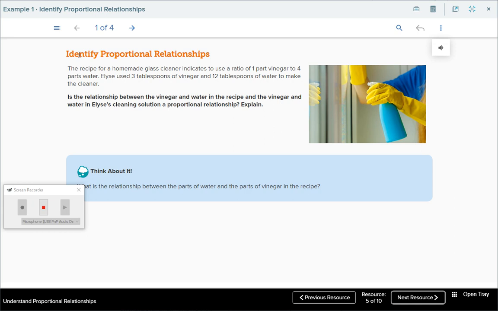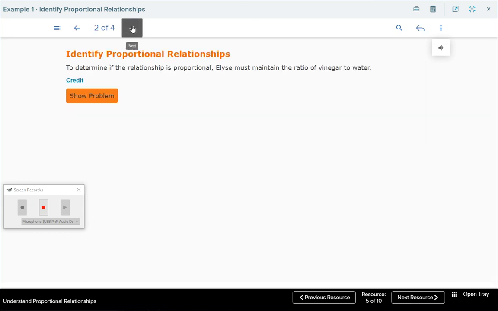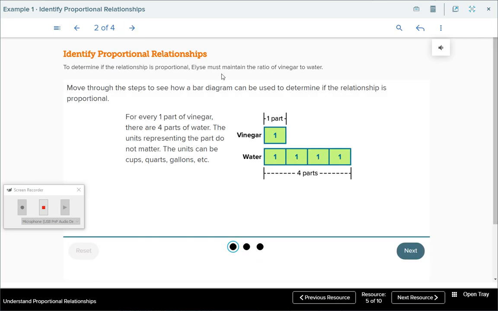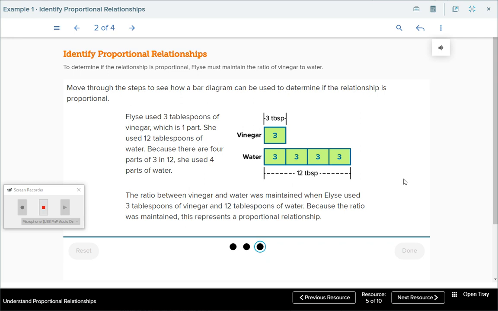Who remembers, what did we learn yesterday? Cross products. Good. 1 times 12 is? 3 times 4? Did it work? Yes. Okay. I don't think I was here for that. You weren't. And I'm not sure why the lesson didn't show up on the portal. So we see what we've got here: 1 over 4, 3 over 12. So yes, those were proportional.